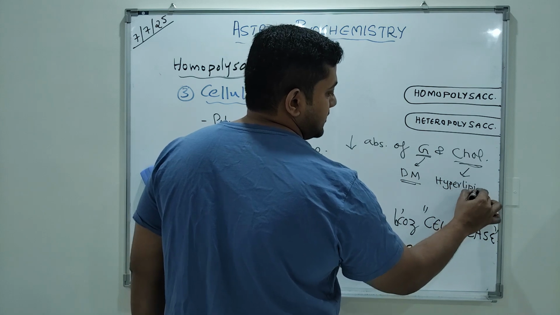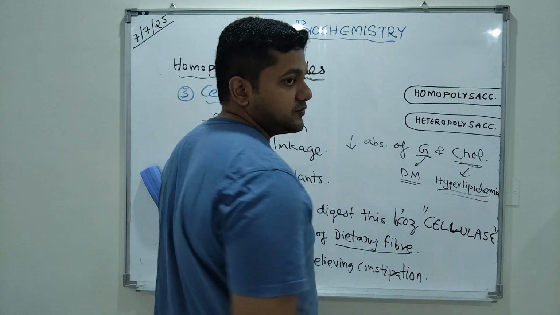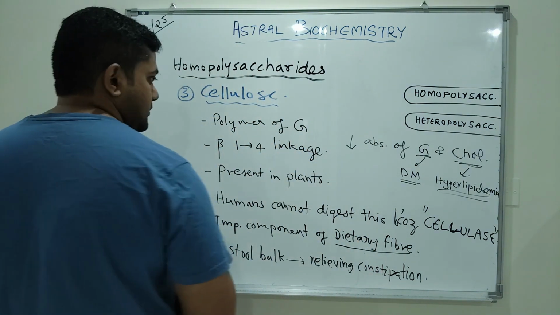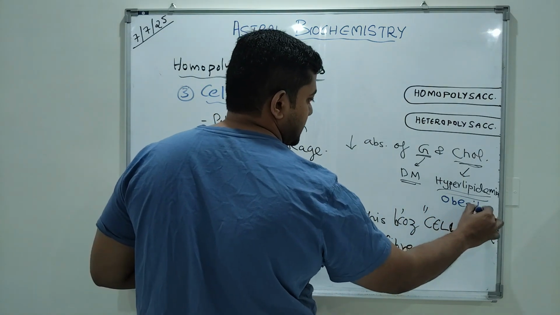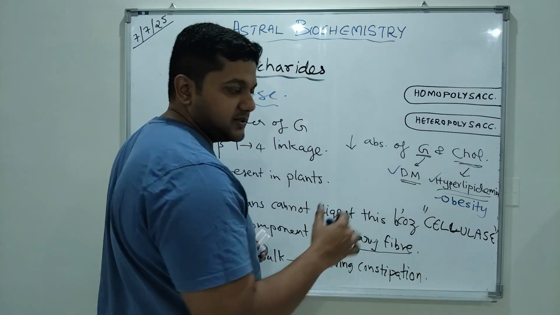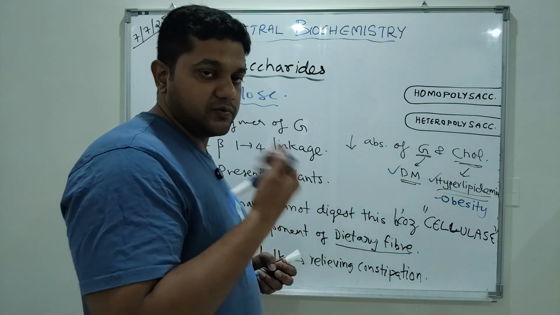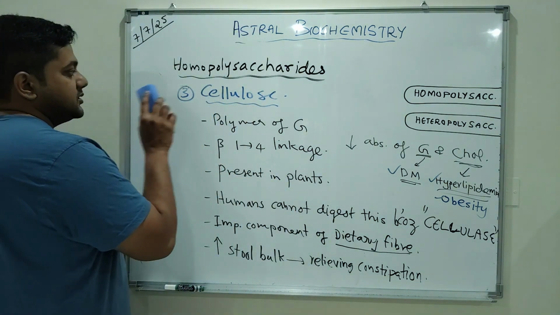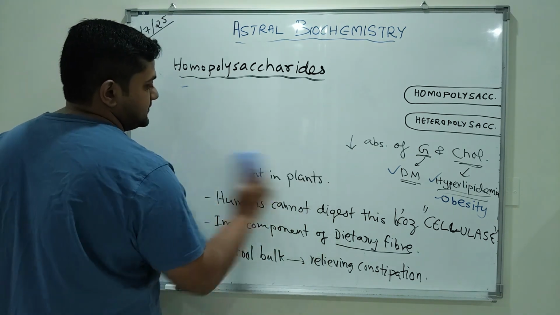Because it will decrease the absorption of glucose and cholesterol. Hyperlipidemia, and also you can maybe mention obesity also. So diabetes mellitus, hyperlipidemia, obesity, all this can be kept in check because of using cellulose or increasing the dietary fiber in the food you consume. So these are the points about starch, glycogen and cellulose. What is the next?